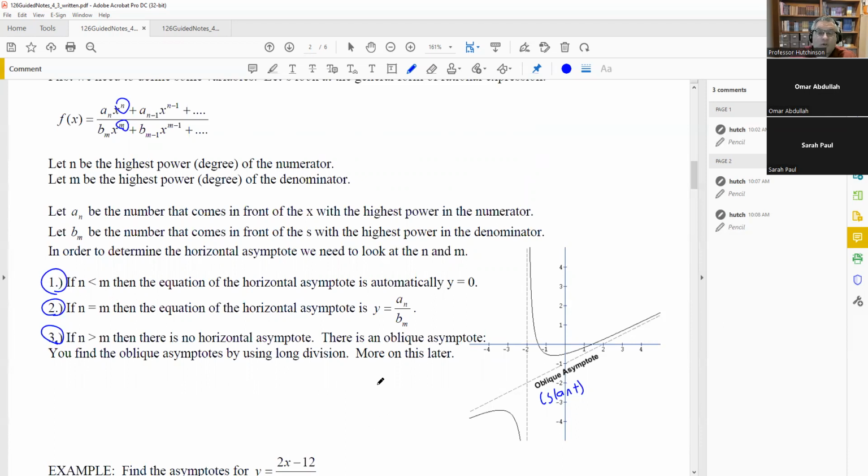For right now, we'll just focus on the horizontal and vertical ones, but we will do some problems where we have to find the oblique asymptote. That's how you know if there is an oblique one, just by looking at the power. So these powers here automatically tell you what kind of horizontal asymptote it has, if any at all.